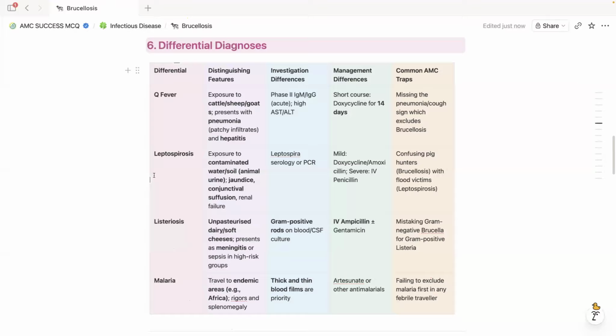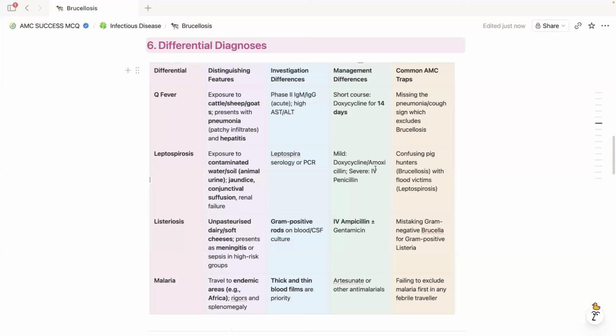Leptospirosis: there is exposure to contaminated water, soil, and animal urine, with jaundice and conjunctival suffusion. The investigation for leptospirosis is serology or PCR. Management is doxycycline or amoxicillin for mild cases; in severe cases, we give IV penicillin.